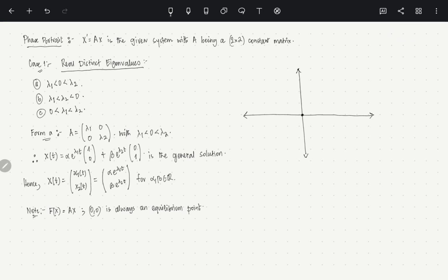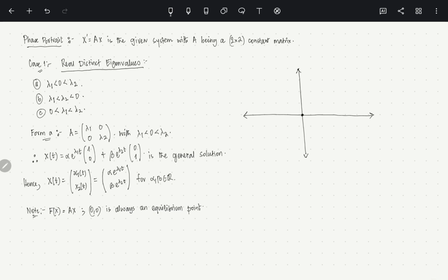Okay, so the equilibrium point is basically, now the question is this: we want to see how the trajectories behave near the equilibrium point. That's the whole idea of this course, right? So let's look at that. See, what is happening here is this: first of all, alpha and beta are any real numbers.